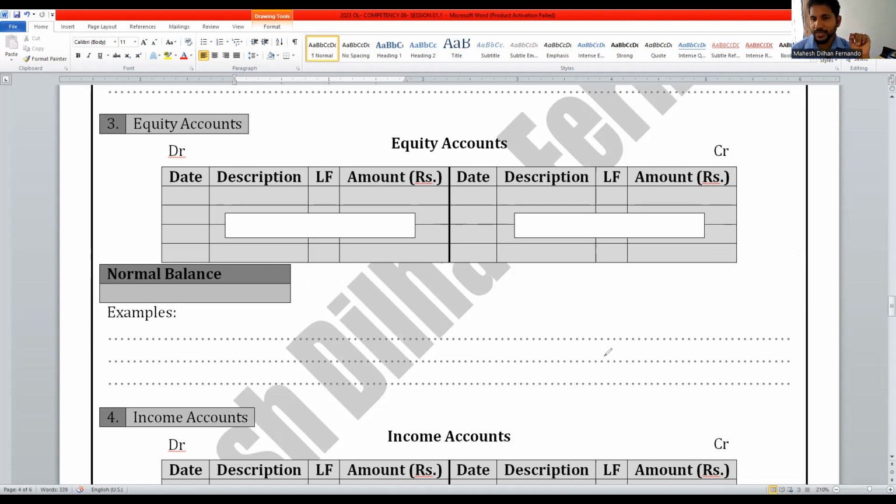In the debit side of equity, what do we record? Increase in equity or decrease in equity? At least look at the table and tell me. What we record in the debit side of the equity? Increases or decreases?